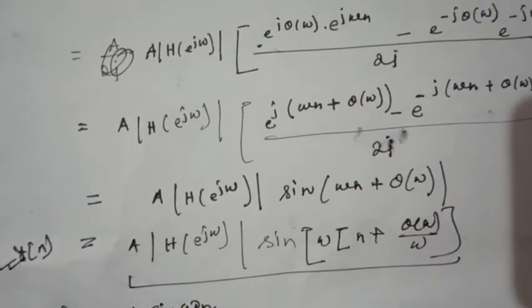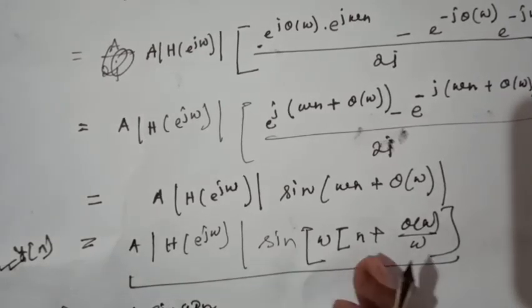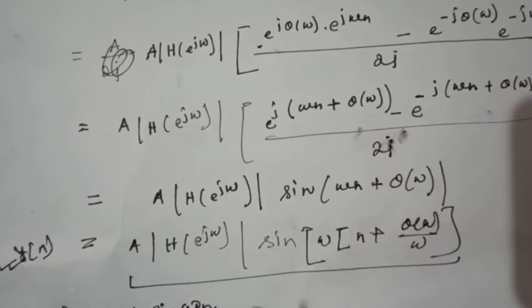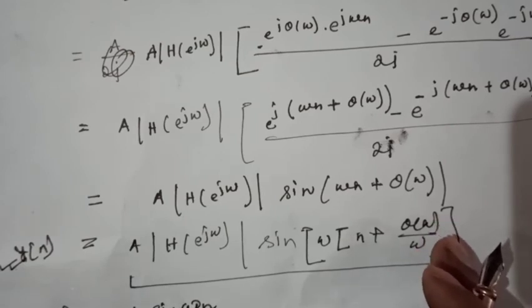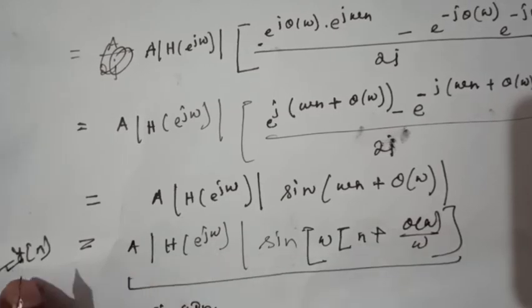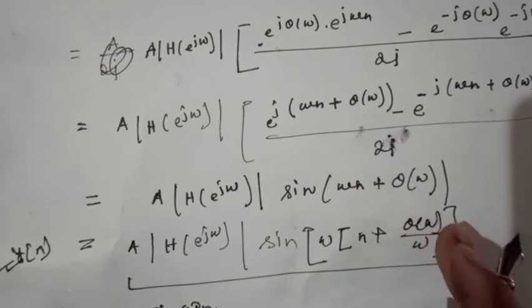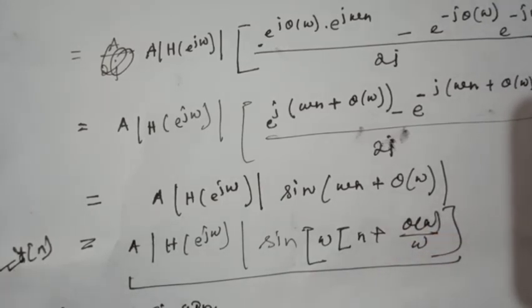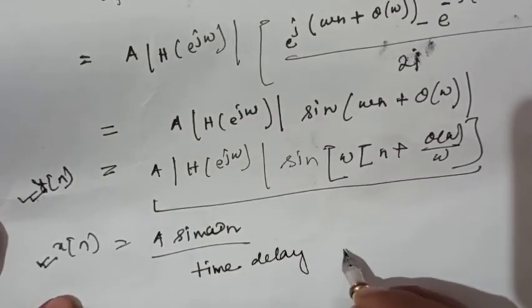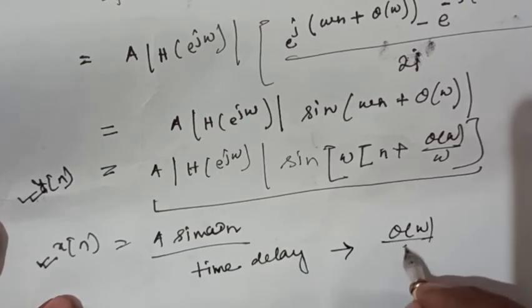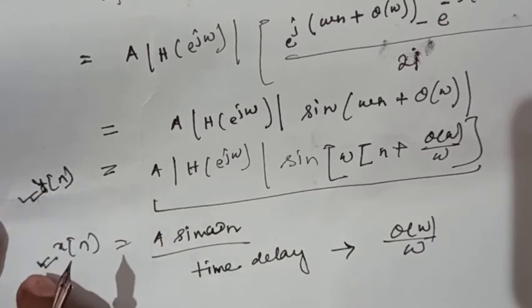So if we compare this sine, this was sin(ωn), this is also a sine, but you see this n. Here it was n, now it is n plus θ(ω) by ω. That means the output y[n] has a time delay. It may be delay or advance, whatever. Finally, it is a time delay of θ(ω) by ω. So there is a time delay at the output, which is θ(ω) by ω, when we compare this output with respect to the input.